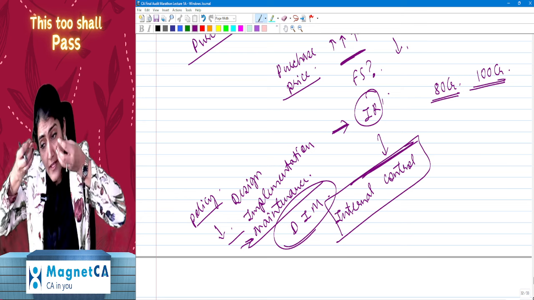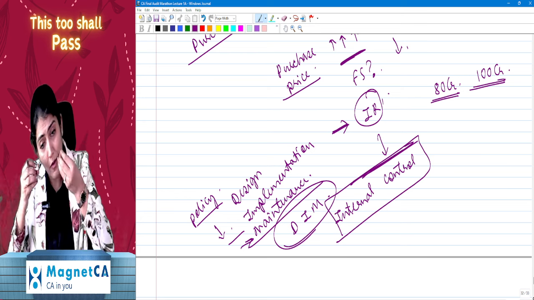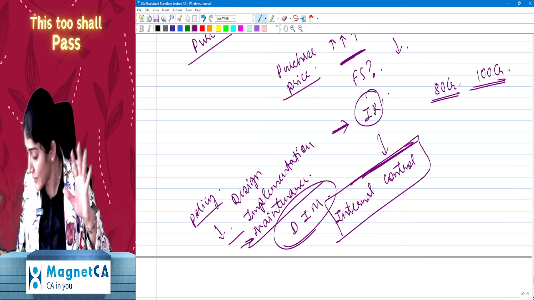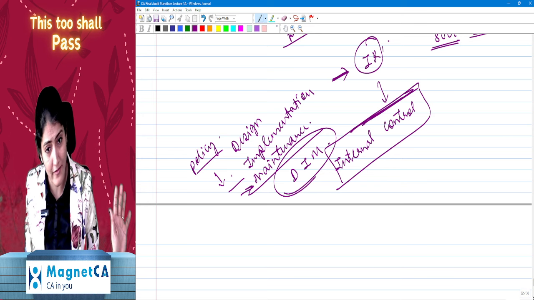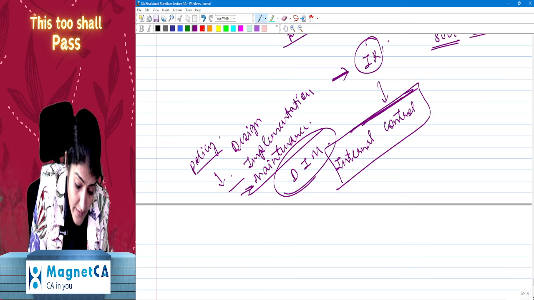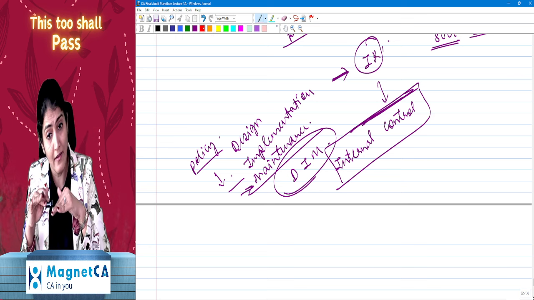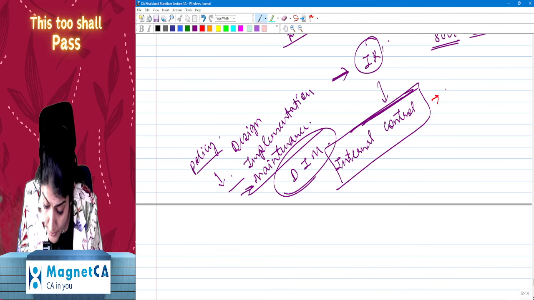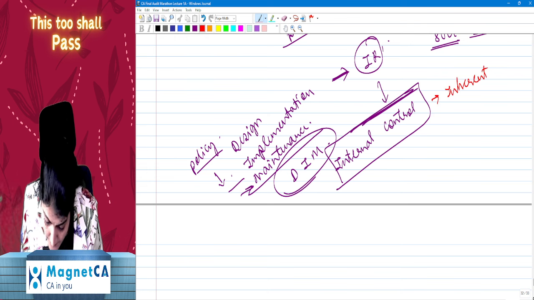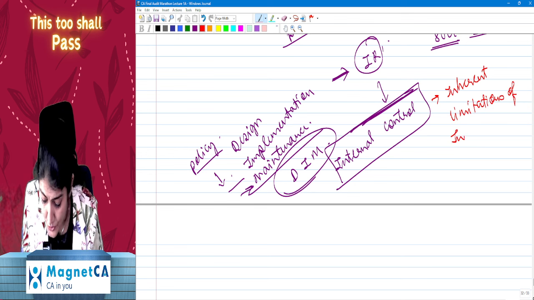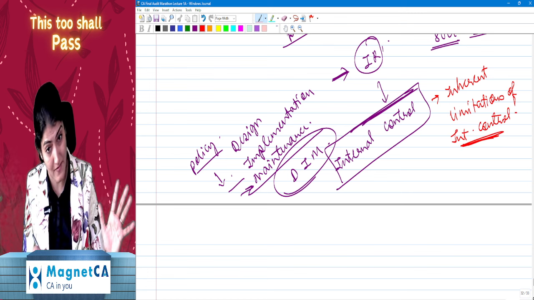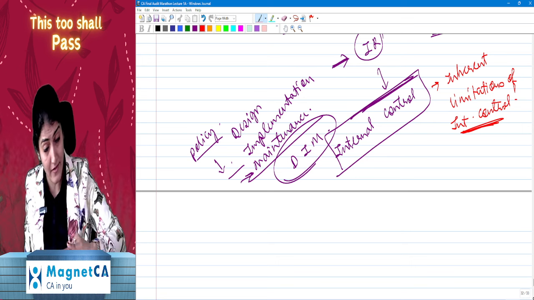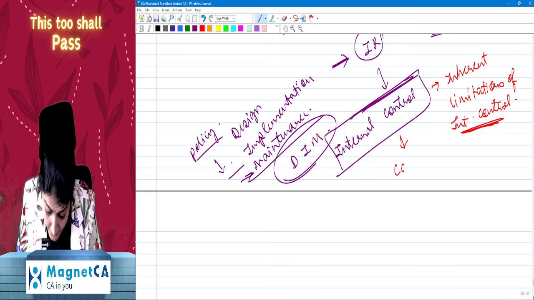So now, if the controls are designed in the organization, is there 100% no chance of under recording of purchases? 100% there will be no fraud or error in purchases? No. Still, there is a chance that purchases may be incorrect. Why? Because you have the inherent limitations of internal control. The controls cannot give you 100% assurance of prevention or detection of fraud and error because of the inherent limitations. So then what do you do in that case? Now you have to consider the control risk.